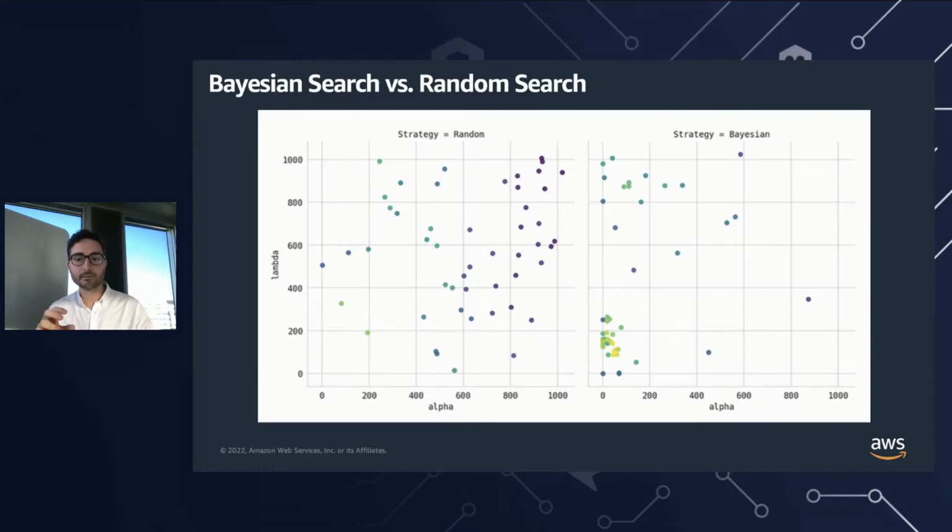On the other hand, Bayesian search is not doing this. It is focusing on a specific region of the space in the bottom left corner, because Bayesian search understands that that's the most promising region of your space. So it's worthwhile trying out more hyperparameter combinations in that space. For you, this means that you will save time because you will not need as many trials to find the best solution.